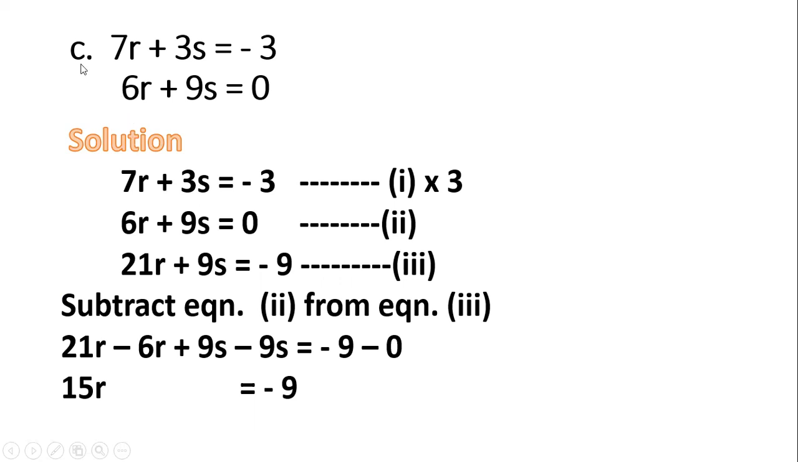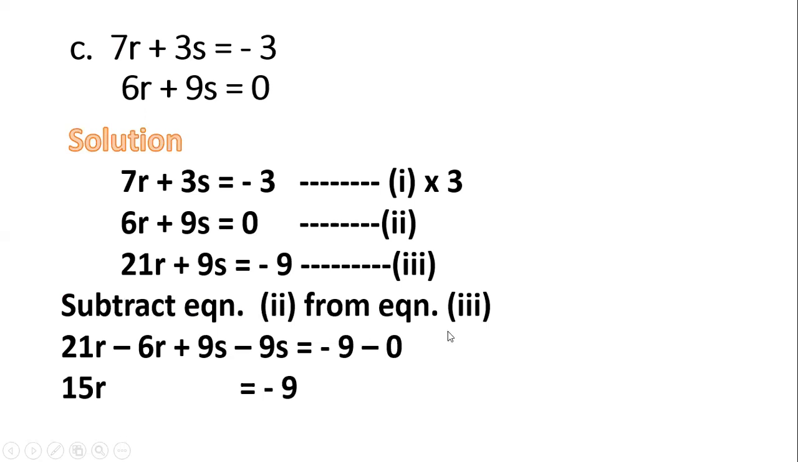So question C says 7r plus 3s equals -3, and 6r plus 9s equals 0. So to eliminate s, I must make sure they have the same coefficient, which is 9. So I multiply equation 1 by 3. So multiplying equation 1 by 3, that will give me 7 times 3r, 21r, 3s times 3, 9s, then minus 3 times 3, minus 9, equation 3. So I have plus 9s and plus 9s, and I want to eliminate s, so I'll use the word subtract.